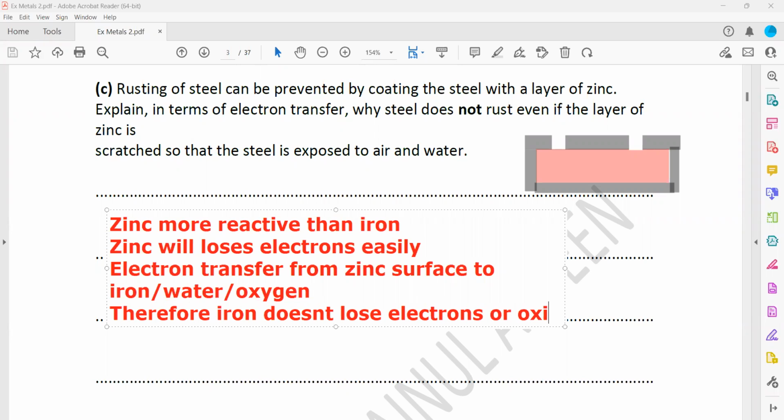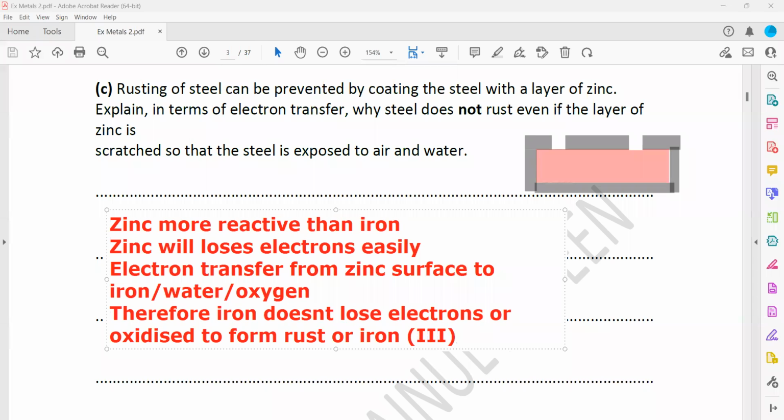Or oxidized to form the rust, or you can say iron 3 oxide. So this is how you score the 4 marks for this question.